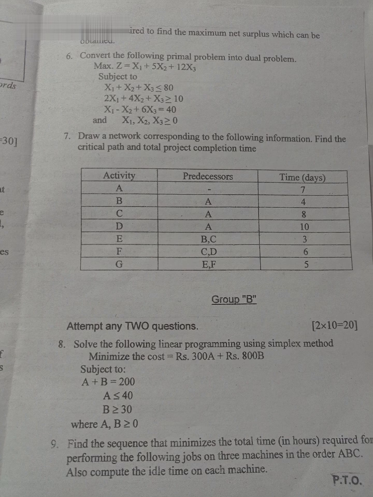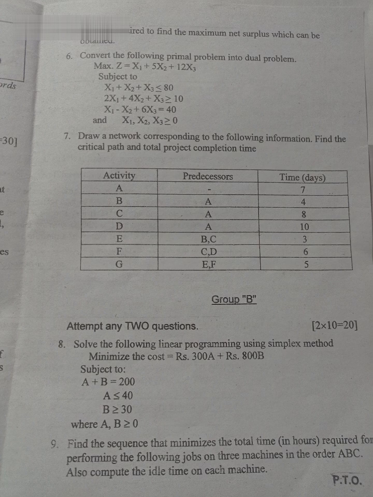Group B. Attempt any 2 questions. Marks 2 into 10 equal 20. Question number 8. Solve the following linear programming problem using simplex method. Minimize the cost Rs 300A + Rs 800B subject to A + B = 200, A ≤ 40, B ≥ 30, where A, B ≥ 0.